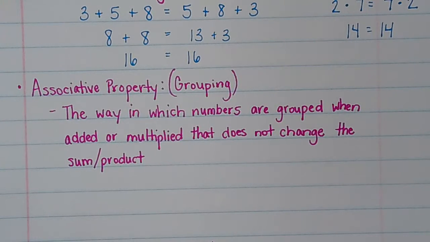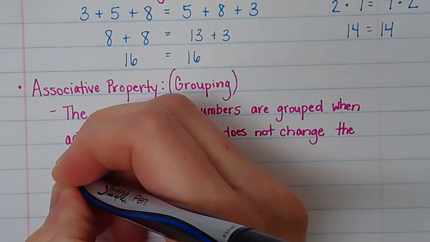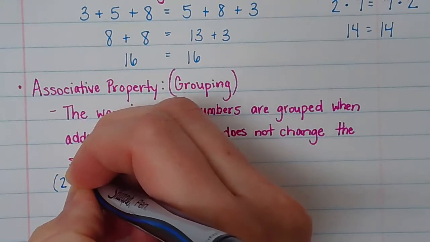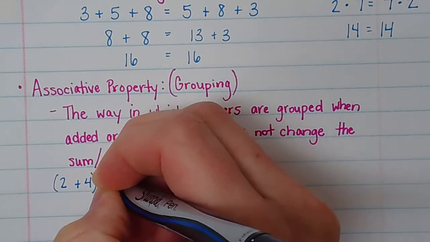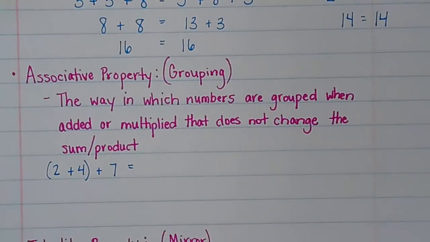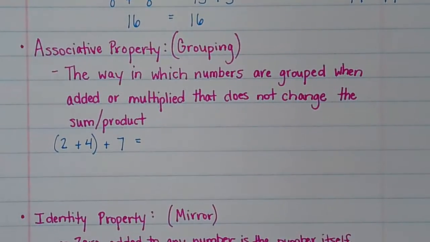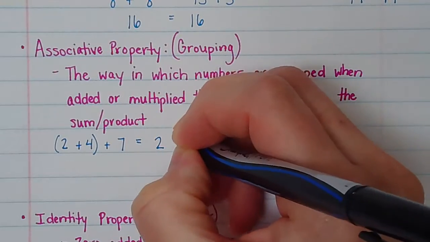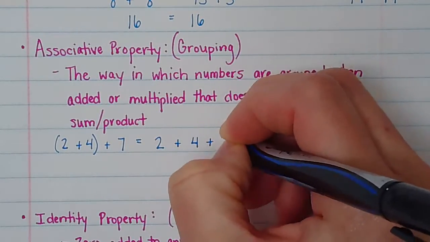So once again, we're only talking about adding and multiplying. If you do subtraction or division, it will change the answer and it will not be the same. So it doesn't work for those. So for example, if I give you, let's see, 2 plus 4 plus 7. The order's not going to change. You're going to leave the numbers in the exact same order. So I can go ahead and write it like this on the other side.